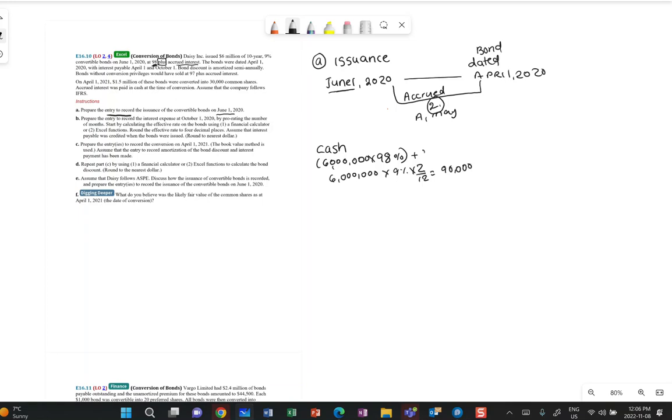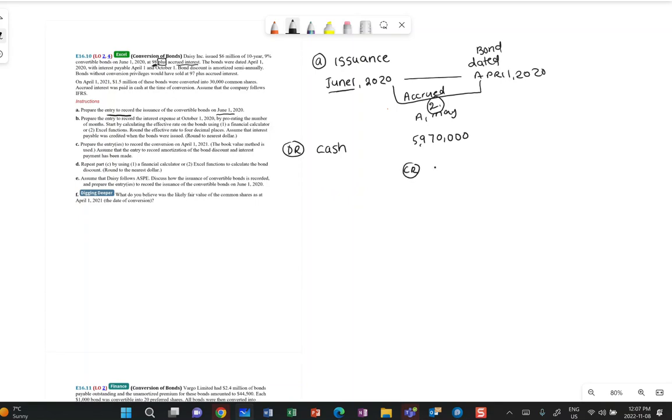So the cash we're receiving is 98% of the bond plus the 90,000, and that will give us 5,970,000. That's the value of the cash that we have, so that will be a debit. If I add both of them together, that will be the value for your cash. I'm just going to erase this part so that it makes our life a little bit easier when we are saying it.